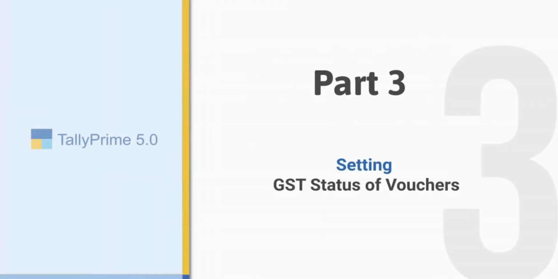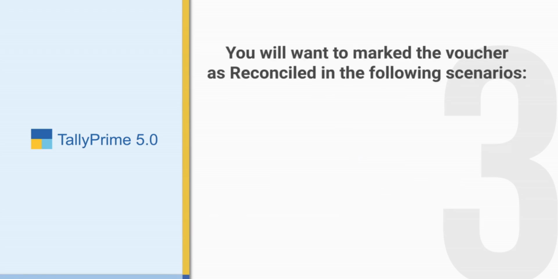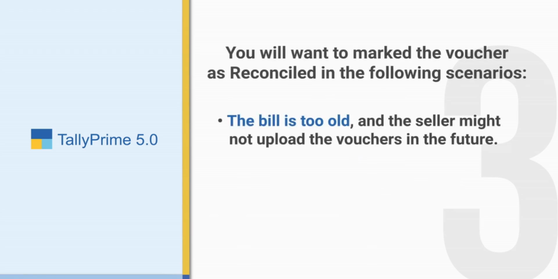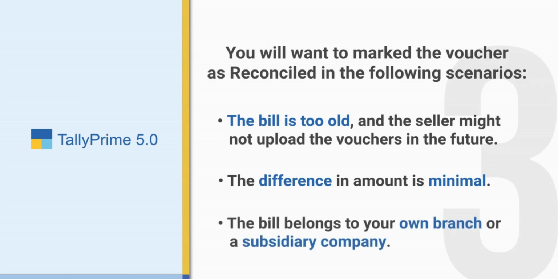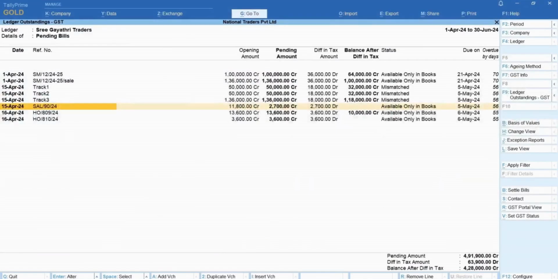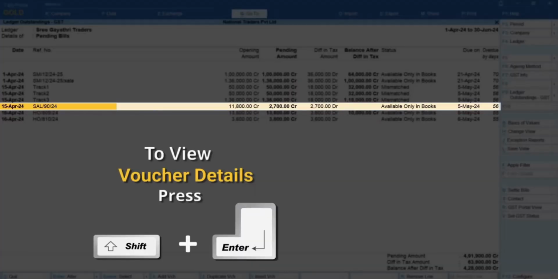You might want to ignore the ITC at risk. You might want to mark the voucher as reconciled. This may be because the bill is too old and you do not expect the seller to upload it in the future. It might be possible that the difference in amount is minimal, therefore, you don't consider it a risk amount. Or consider that the bill belongs to your own branch or a sister concern, and hence, you don't consider it a risk amount. Press Shift Enter on the bill.